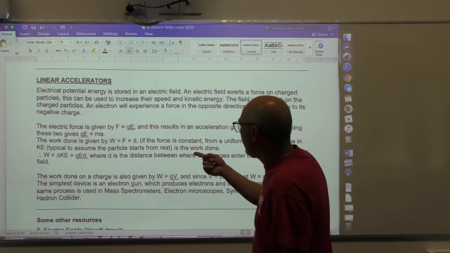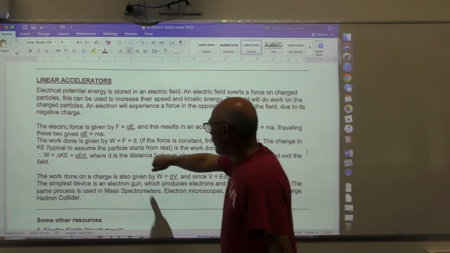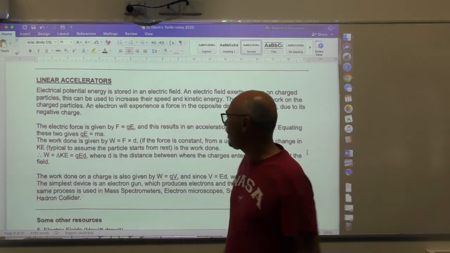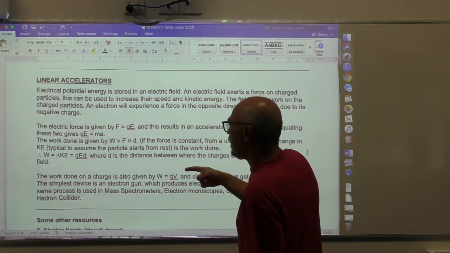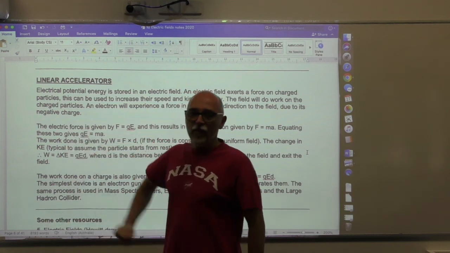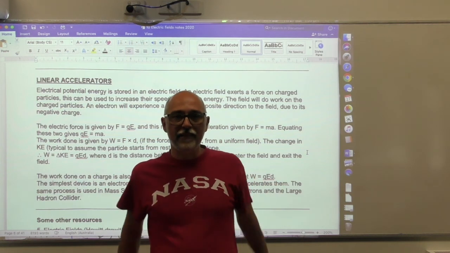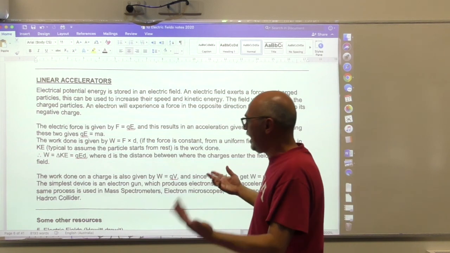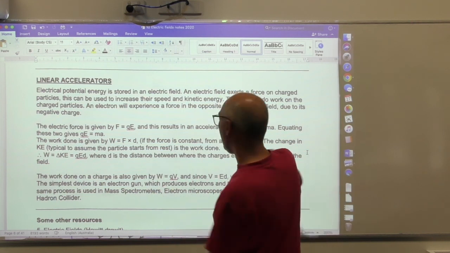The electric force is given by F equals qE. See, all of this stuff you know. The work done is given by work done equals force times distance. Now, sometimes I wrote Fx in the help sheet, but it's Fd. It's the same thing, distance travelled. If the force is constant from a uniform field, the change in kinetic energy is the work done. So usually you'll see this work being done when an electron is being accelerated by the field in between two plates, so that you can say it's got a uniform field, and hence you can predict the amount of work done, with the kinetic energy that it has picked up on its way through.